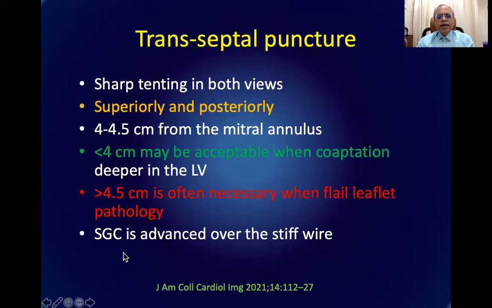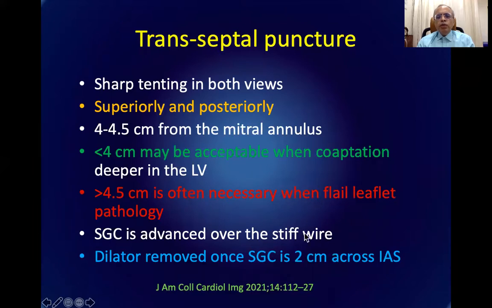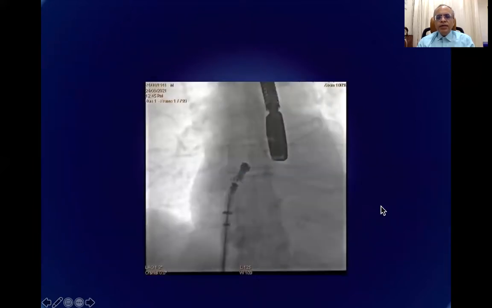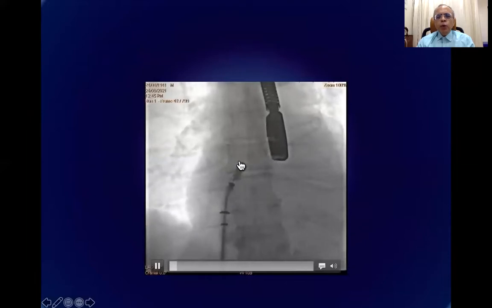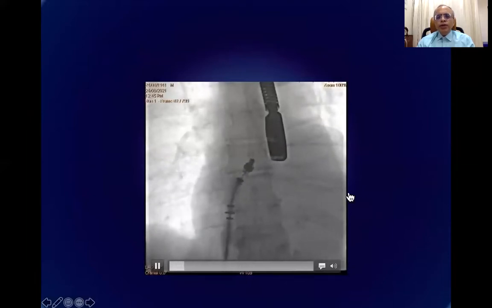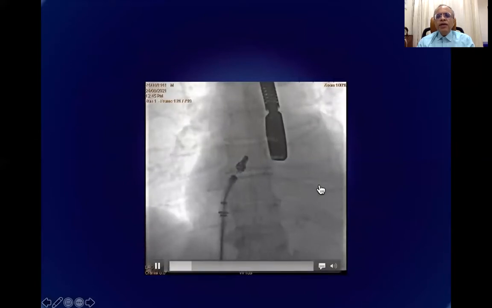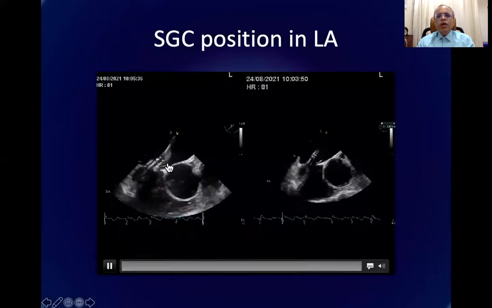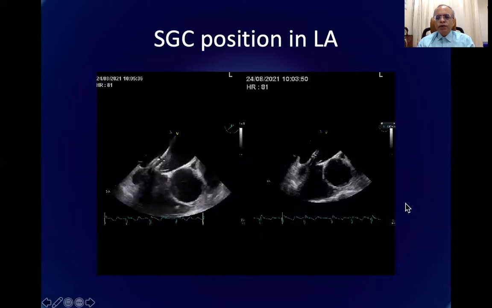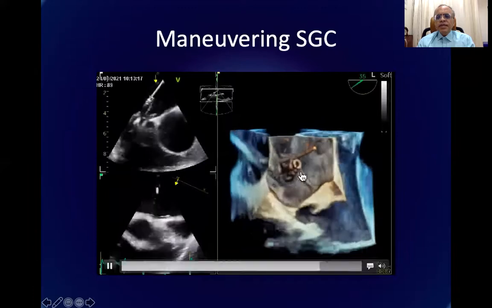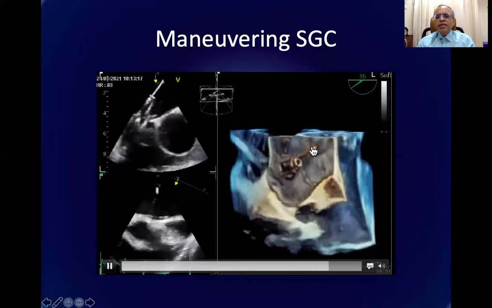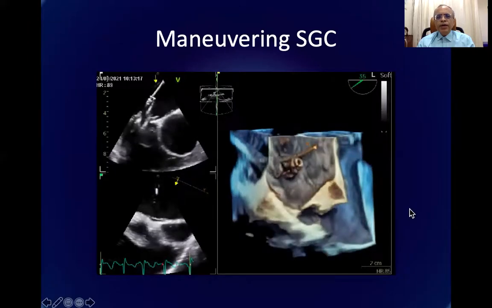Then the steerable guide catheter is advanced over a stiff wire into the left atrium. It should not be more than 2 centimeters inside the left atrium. Now you have no clue on the fluoro how much you have entered the left atrium. So this steerable guide catheter is very well seen on the transesophageal echo, and it should not be more than 2 centimeters inside the left atrium from the septal puncture. One can see that in 3-dimensional view also. This is a steerable guide catheter and this is the pigtail to measure the left atrial pressure.